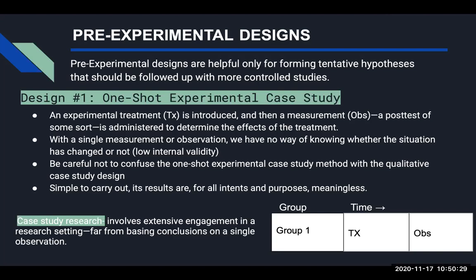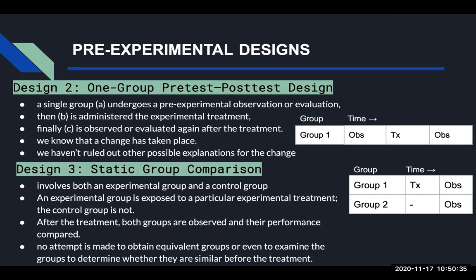Researchers could use the following design, which is the next design we will be talking about, which is the one group pre-test, post-test design. It's better than the first one. In a one group pre-test, post-test design, a single group undergoes a pre-experimental observation or evaluation. Then it is administered the experimental treatment. And finally, it is observed or evaluated again after the treatment. This design is presented through this graph right here, which is group 1, then OBS, TX, and OBS.